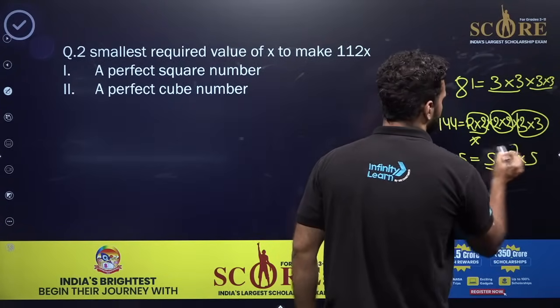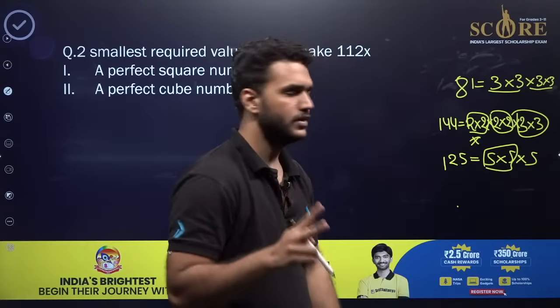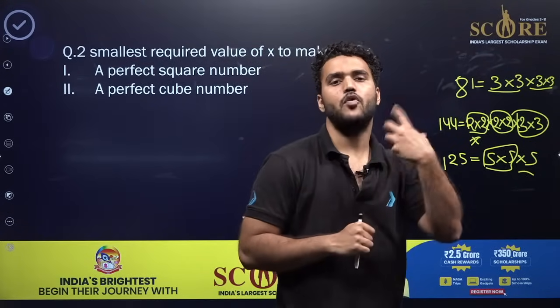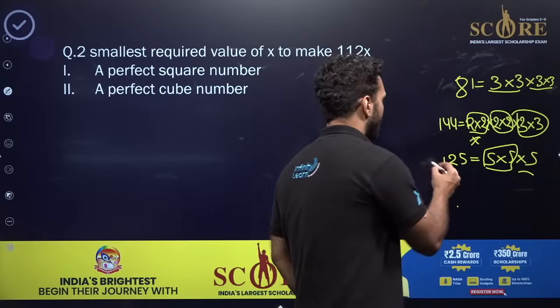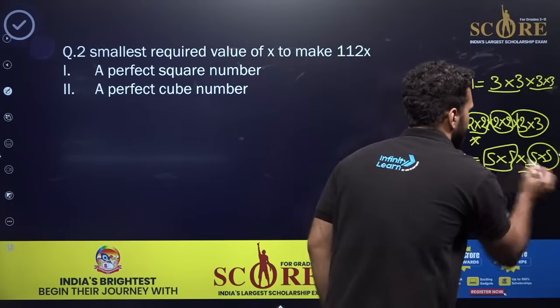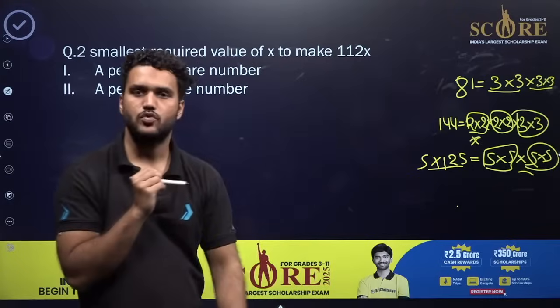See, I am getting one pair of 2s, 2 5s, but this 5 is remaining alone. So what I need is one more 5. So what I do, I multiply this number by 5, and then this number becomes a perfect square number.